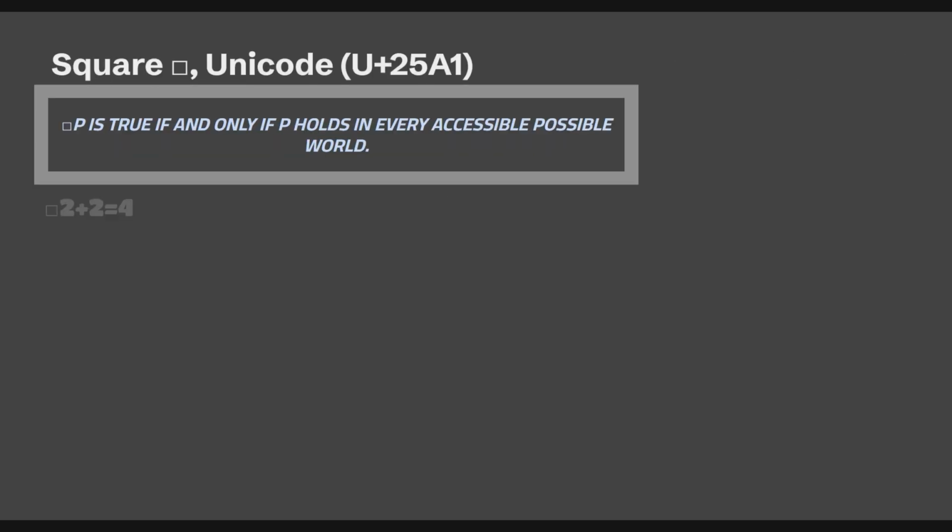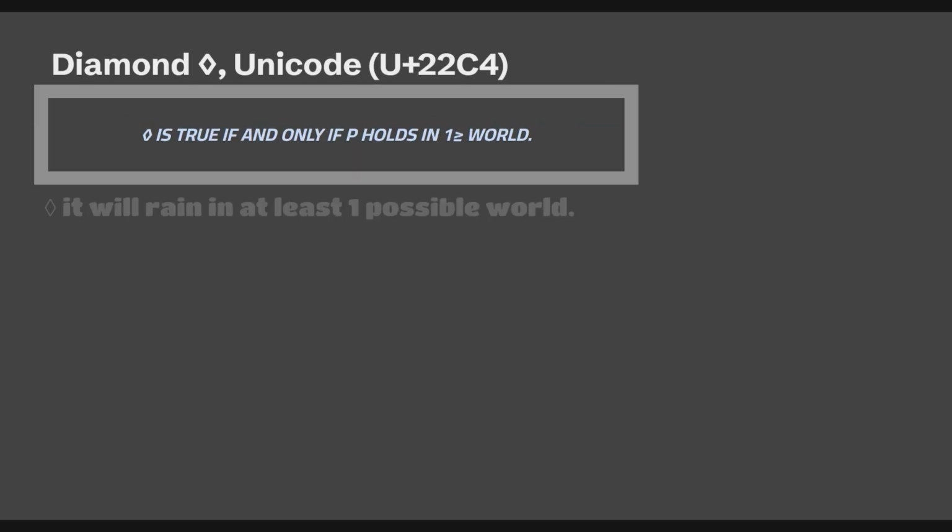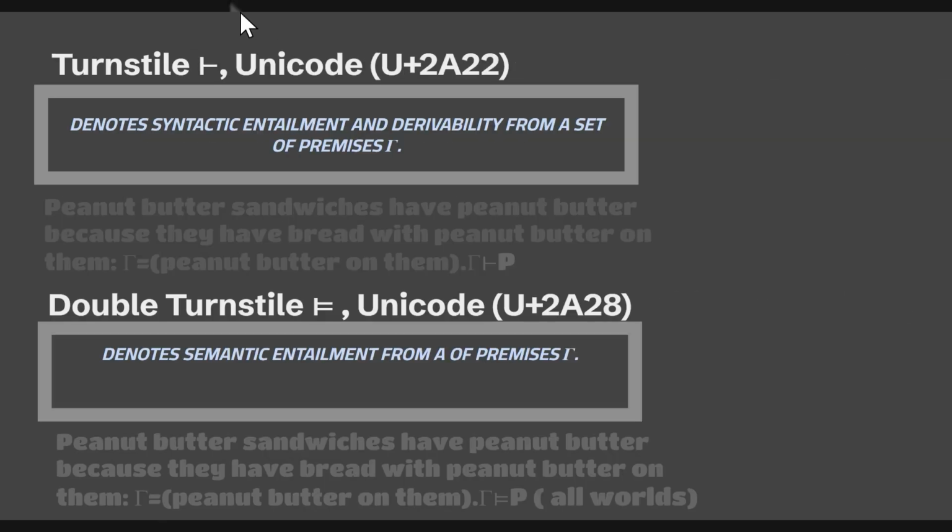Square symbol denotes that P is a property that is true in all possible worlds. For example, 2 plus 2 equals 4 is true in all sets in all worlds. Diamond symbol is the weakened version of the square symbol. It denotes that at least one time it is true for a certain value. For example, it does not guarantee it will rain in every world, but it is guaranteed that in at least one world it will rain.